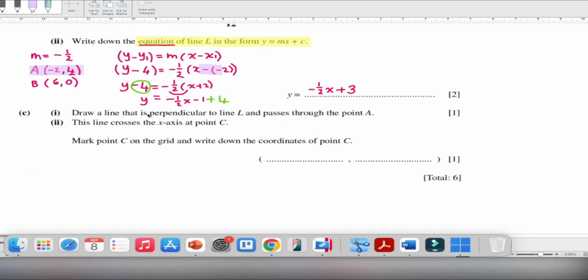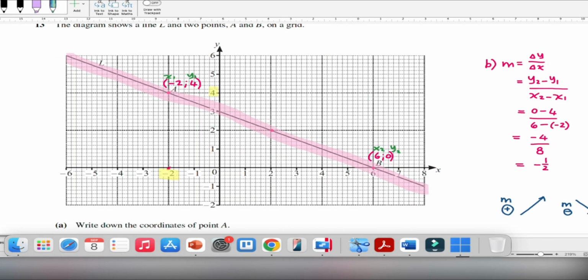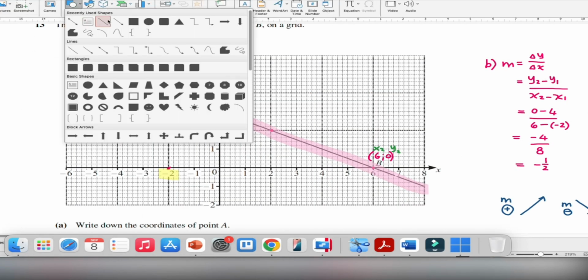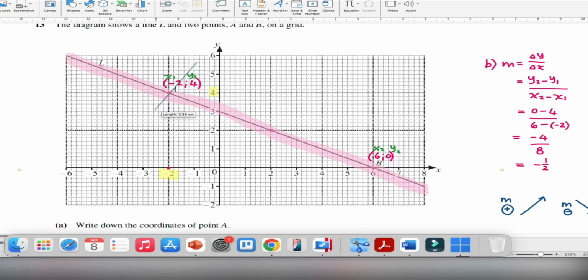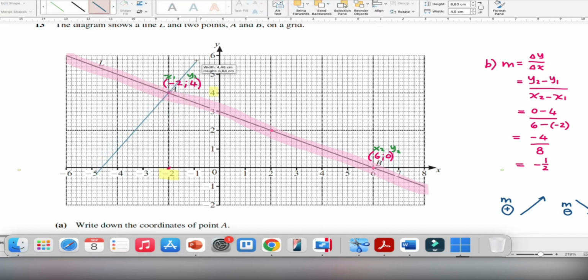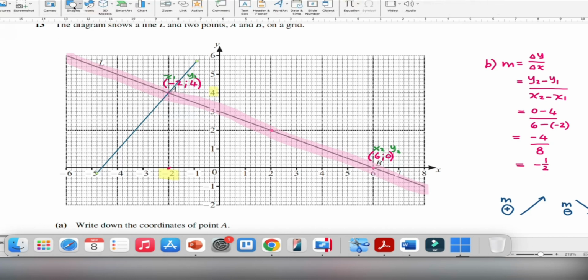Okay, let's have a look at C. Draw a line that is perpendicular to L and passes through point A. So we can draw any line here now, but one thing that we must remember is when two lines are perpendicular, it means that there must be a 90-degree angle. Okay, there must be a 90-degree angle.